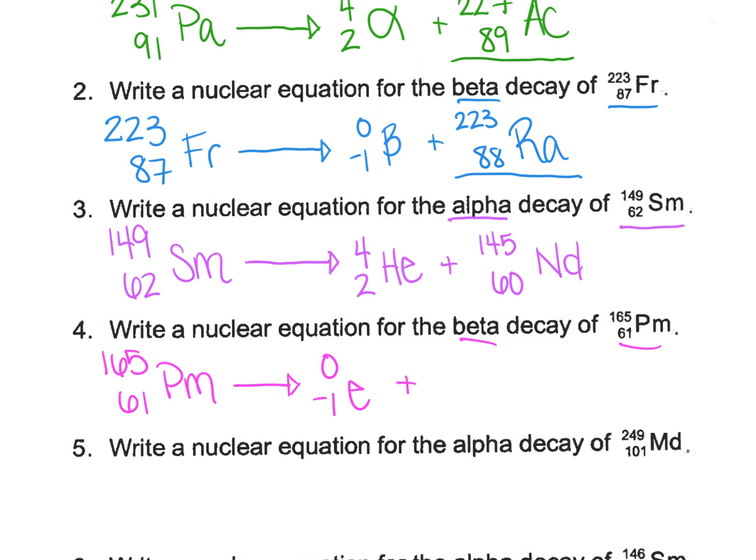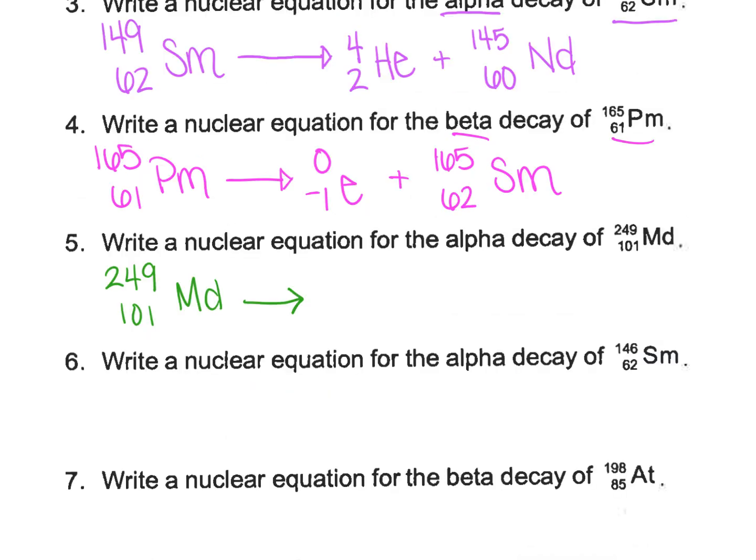And then now, what's 165 minus 0? 165. What about 61 minus -1? 62. And then what element is number 62? Okay, Sm. Good. Okay, try number 5 on your own, and then we'll check answers in like a minute.